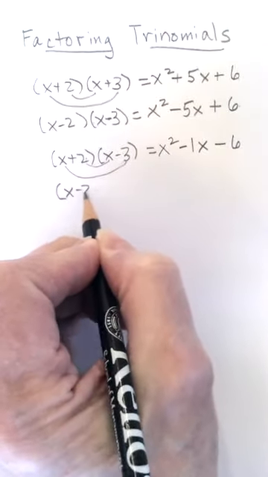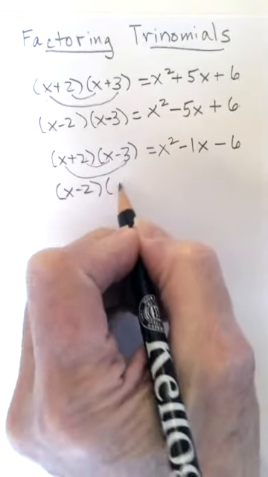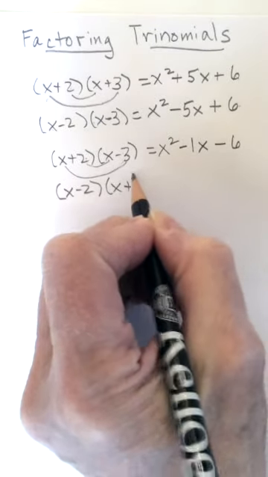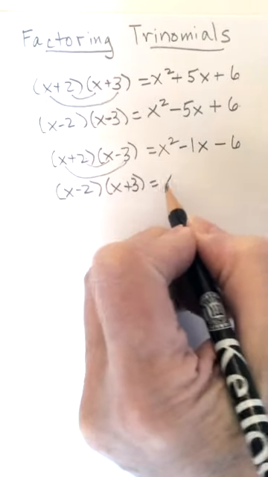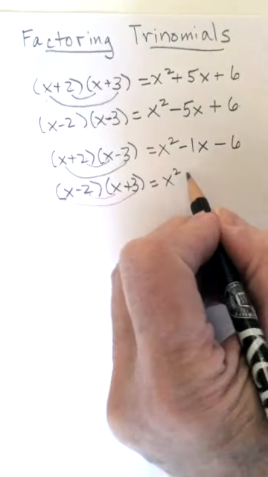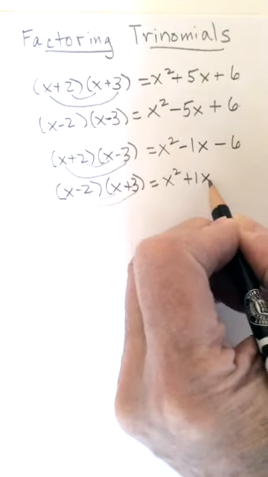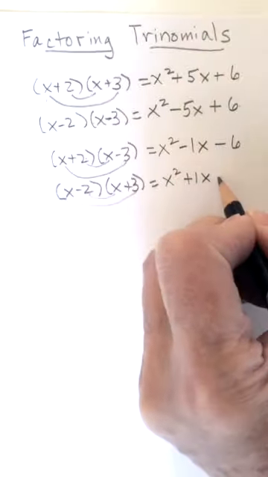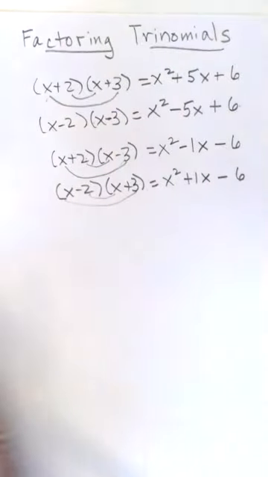If I had x minus 2 times x plus 3, I'll have x squared, and this time my middle term will be positive 1x, and the constant at the end is going to be negative 6 again.